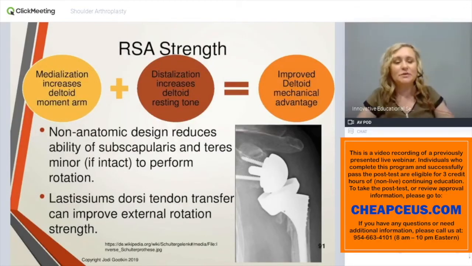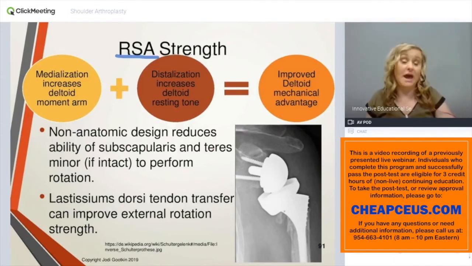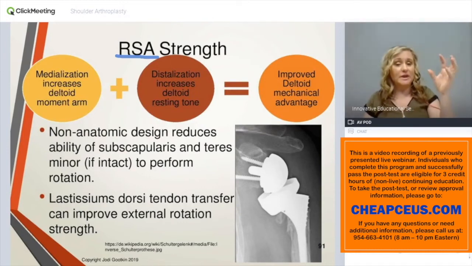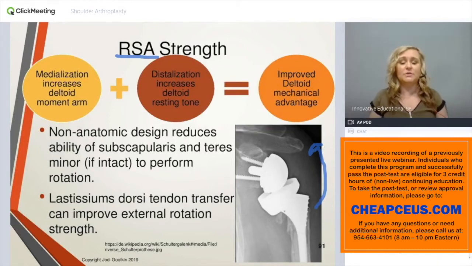When we look at the strength that's achieved for patients following their shoulder arthroplasty, particularly the reverse shoulder arthroplasty, because they don't have all of that rotator cuff, the change in mechanics alters the deltoid alignment to give a better mechanical advantage to perform flexion as well as internal and external rotation. Because of that non-anatomic design, external rotation might be enhanced from the latissimus dorsi, so that patient may need education on recruiting the lat as their external rotator.